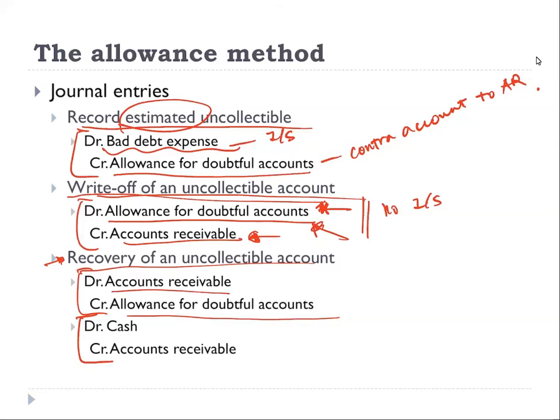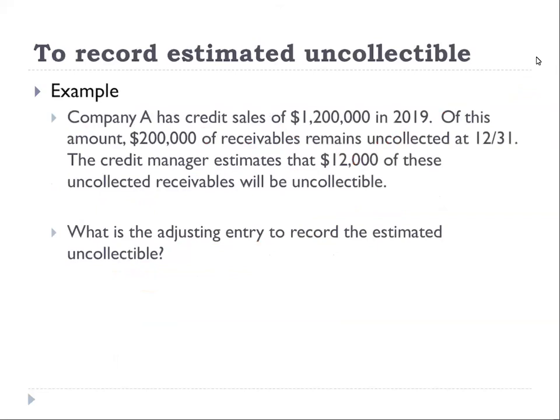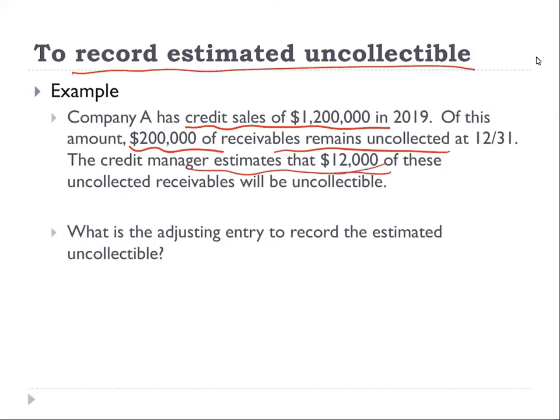So those are the three major journal entries which relate to uncollectible accounts. Now let's look at some examples which explain each of those journal entries. First of all, to record estimated uncollectibles. For example, company A has credit sales of 1.2 million. Of this amount, 200,000 remains uncollected at the end of the year. The credit manager estimates that 12,000 of those uncollected receivables will be uncollectible.